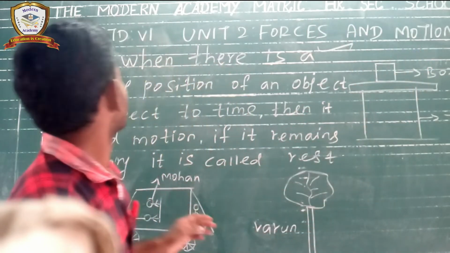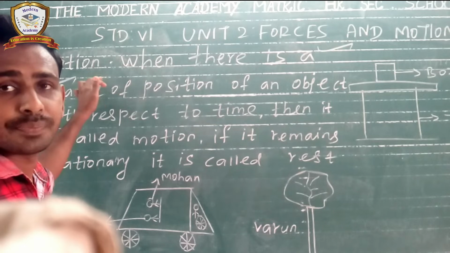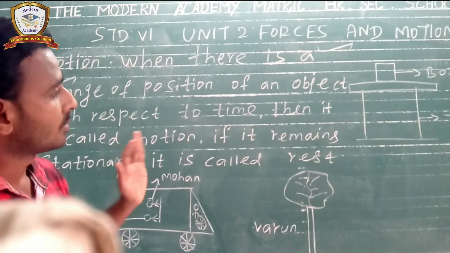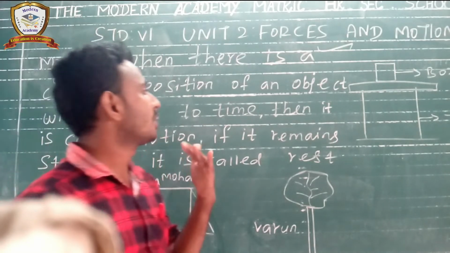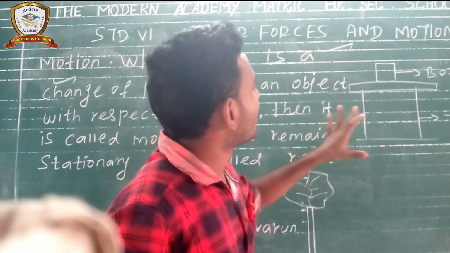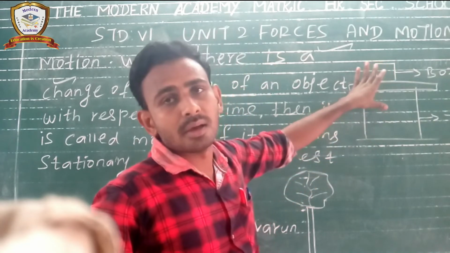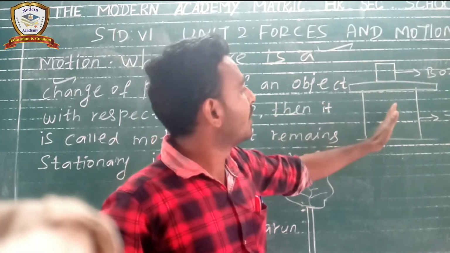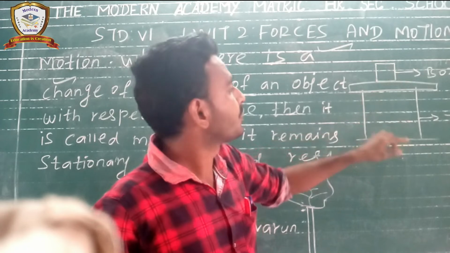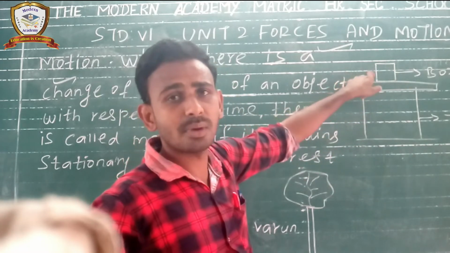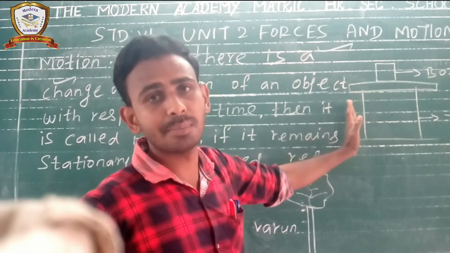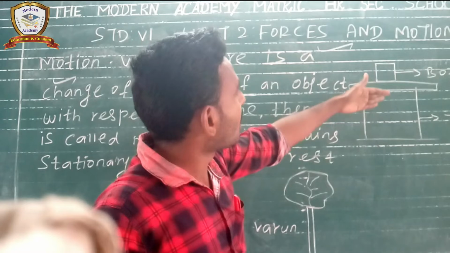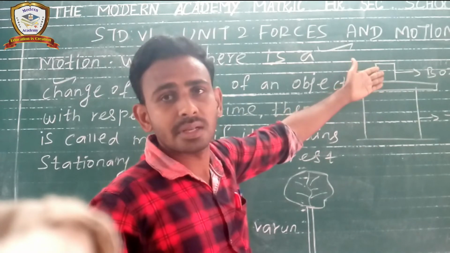First of all, what is meant by motion? We have to know the meaning of the word motion. So for that, here I am drawing one table along with one box. This looks like a box. This looks like a table. Okay. So the box is on the table, right?